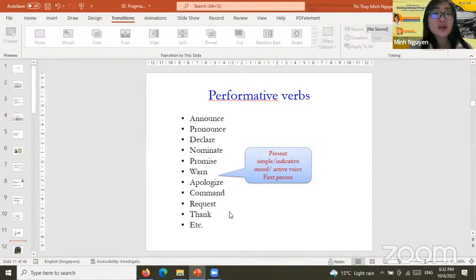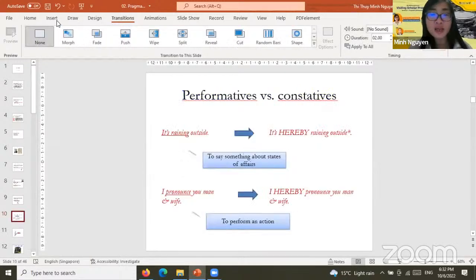So if you say, I requested him to open the door, it is not a performative anymore because the verb was used in the past tense. But when you say, I request that you open the door now, then it is a performative because you use it in present simple. I hope that makes sense. So according to Austin, that's how we can distinguish between performatives and constatives.